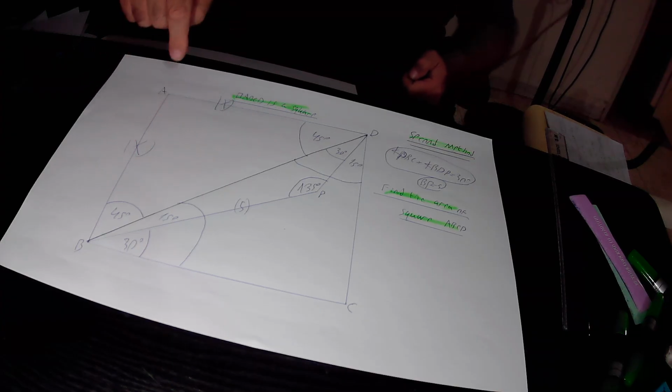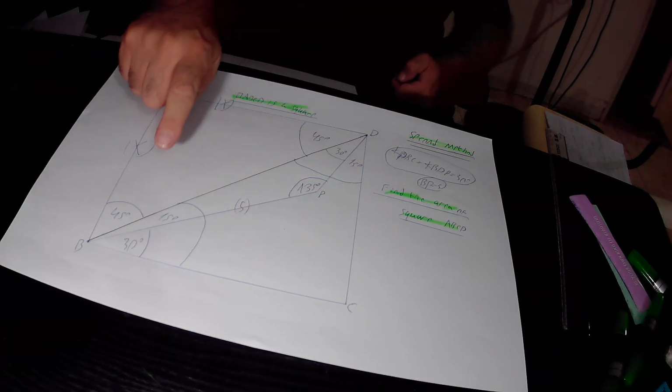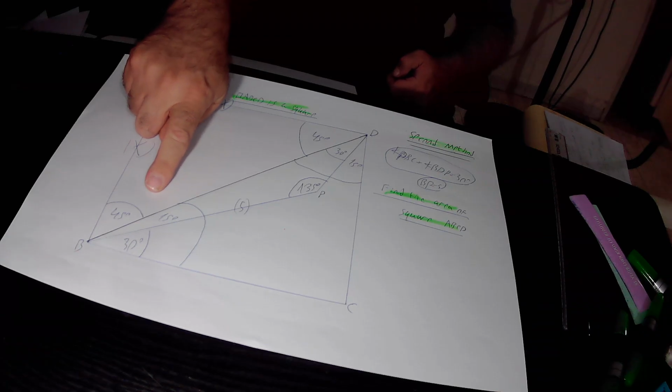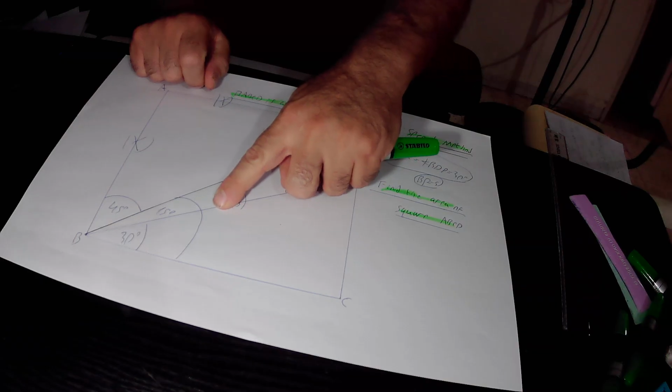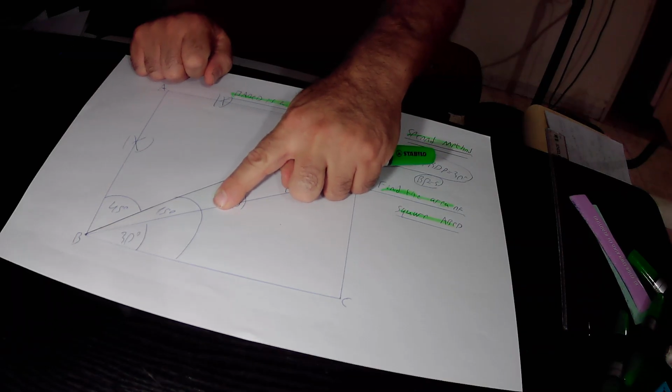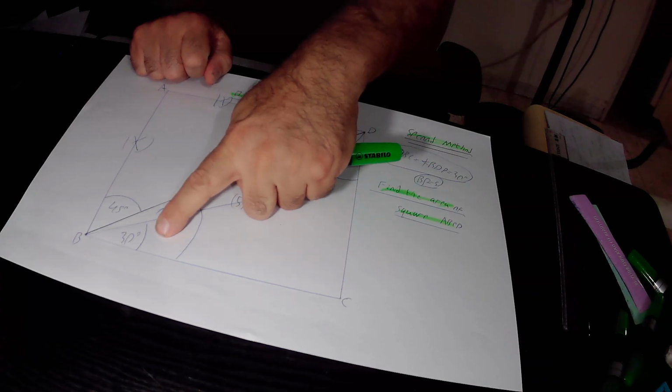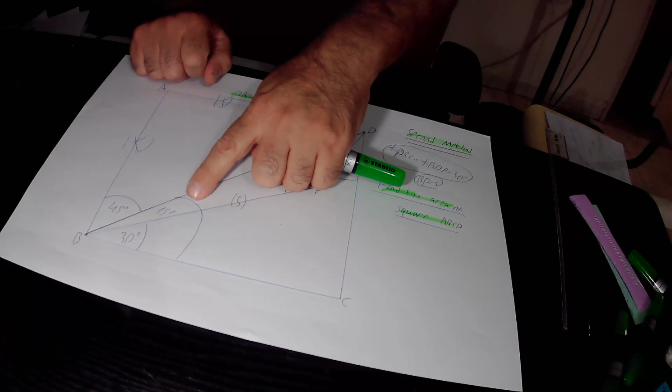Diagonal DB bisects angle ABC. This is the first half of angle ABC, equal to 45 degrees in size. This is the second half of angle ABC. That is also equal to 45 degrees in size. But this angle equals 30 degrees, and therefore the ABC angle must be equal to 15 degrees in size.